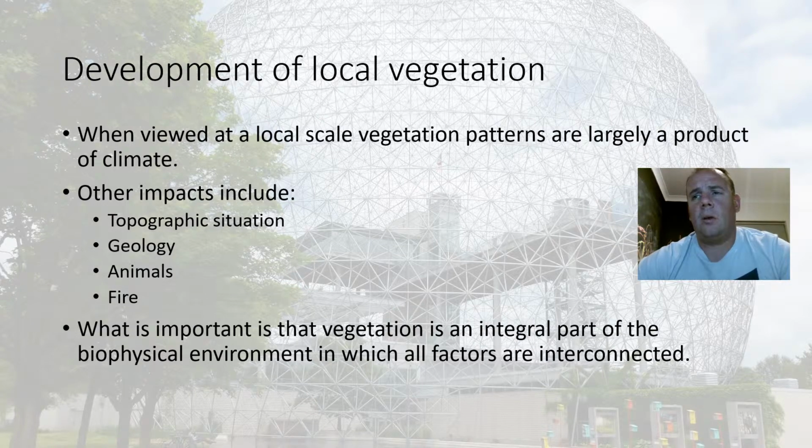When we look at local vegetation, vegetation patterns are normally governed by climate. Other impacts do impact vegetation on a small scale. These impacts include topographic situations, so where it is on the lie of the land, geology that affects soil, animals, and also fire as well. What is important is that vegetation is an integral part of the biophysical environment in which all factors are interconnected, and we need to make sure we remember that.